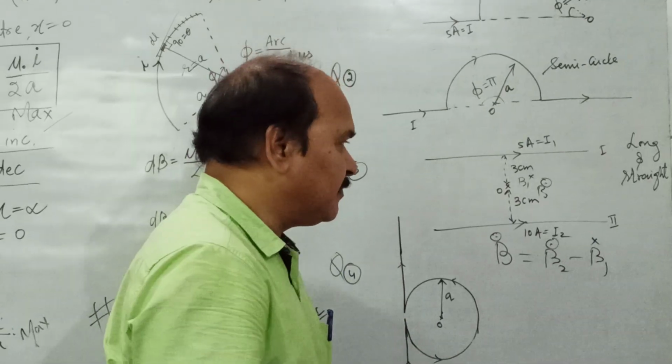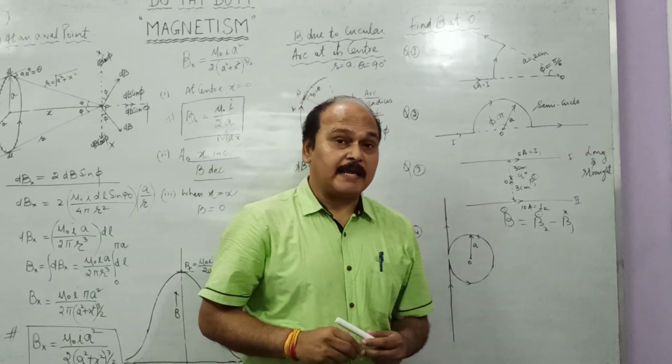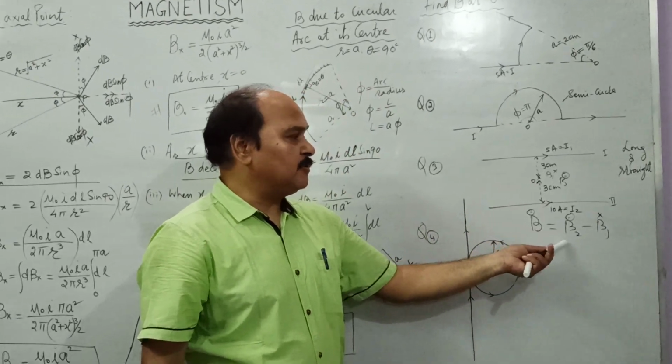Well, what is the value of magnetic field due to a long straight wire? Mu naught I upon 2 pi a. a is given, so everything is given, you can work out your answer.